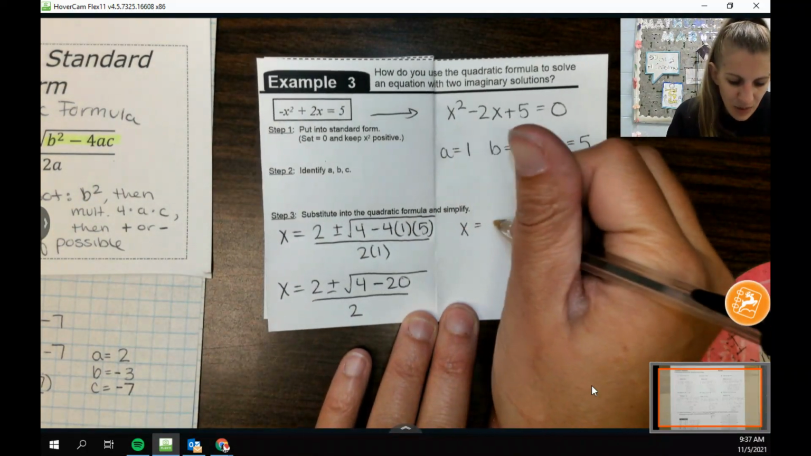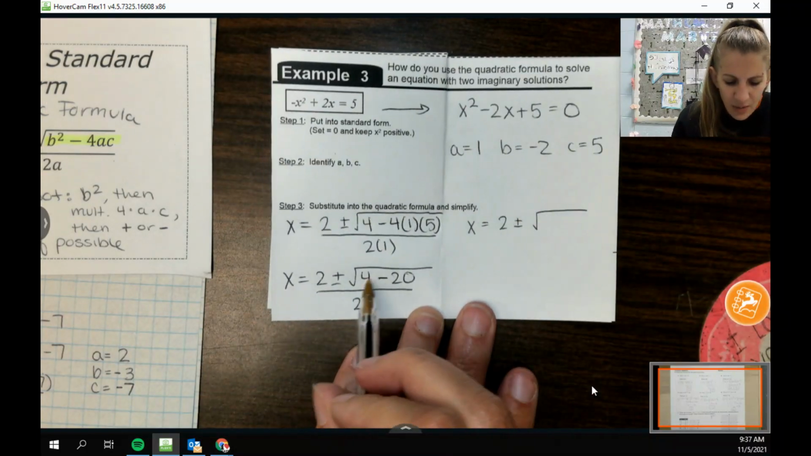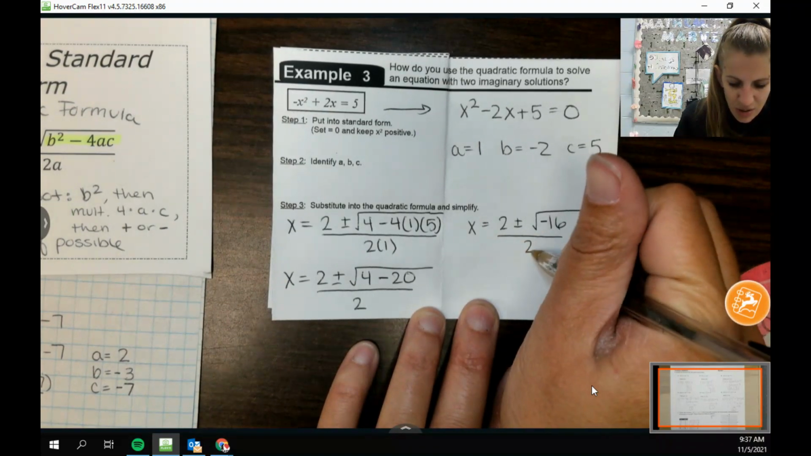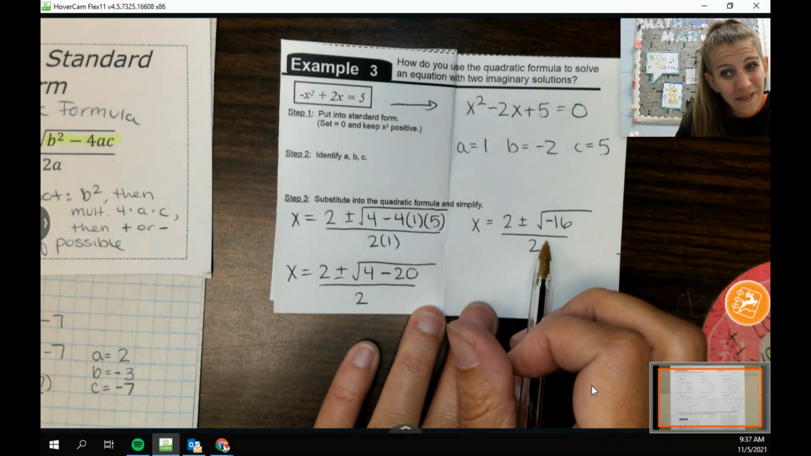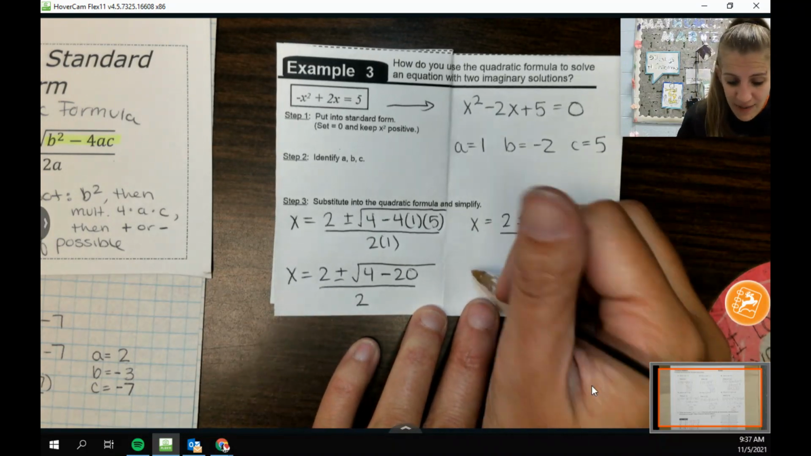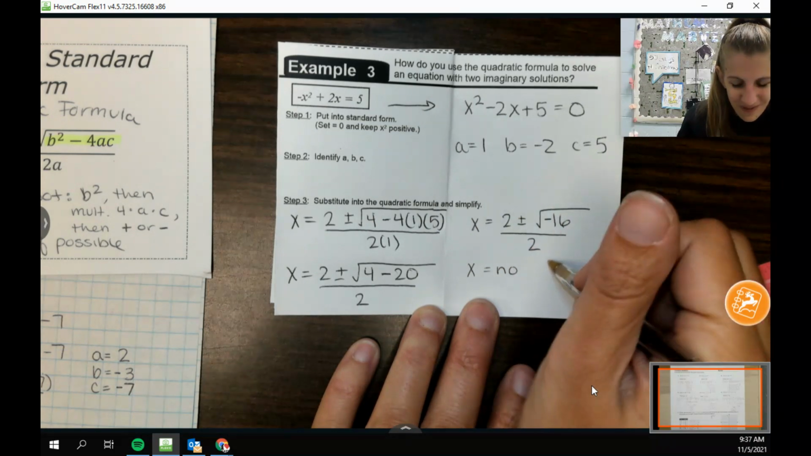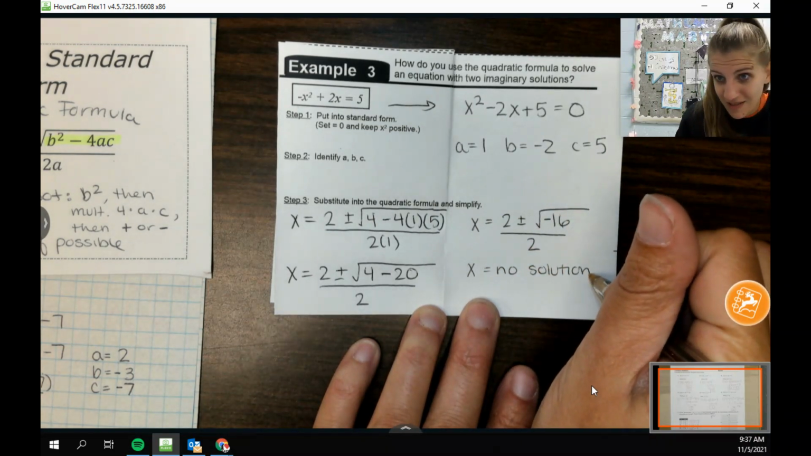Then we have x equals 2 plus or minus the square root of, when I subtract here, we're going to have negative 16 over 2, which can't take the square root of a negative. So that kind of means I don't have any answers for now. So no solution for now.